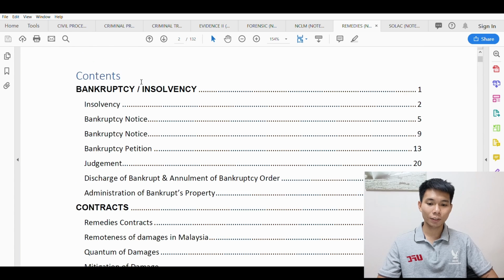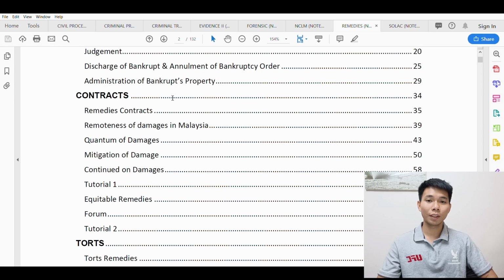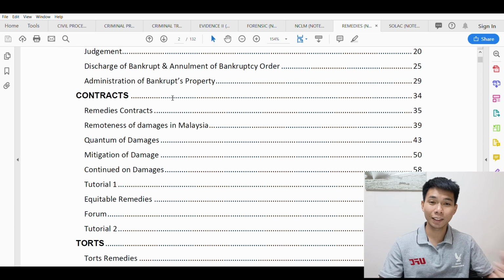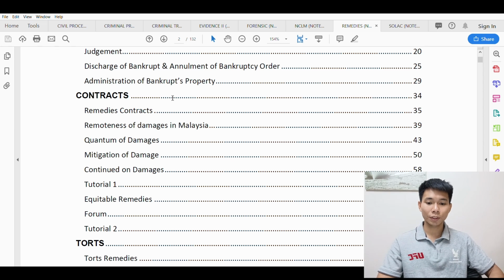In bankruptcy, it's more about insolvency, how you're going to give notice of bankruptcy and then get the judgment. How are we going to be discharged from being bankrupt, and how do we annul the bankruptcy order? For contracts, you will have to determine the remoteness of the damages in order to claim, the likelihood of getting damages, the remoteness, the quantum. How do you mitigate damages?